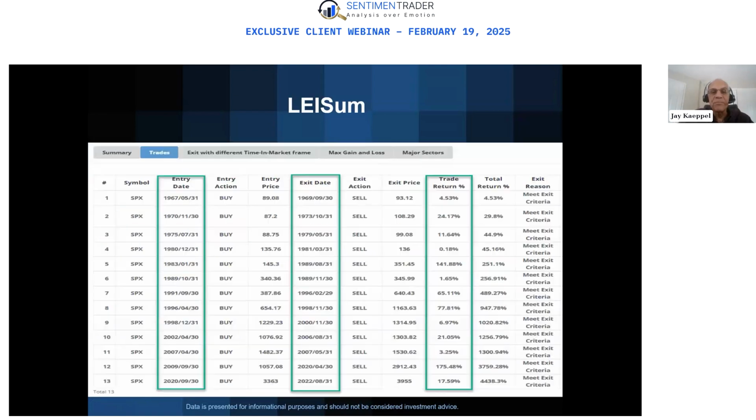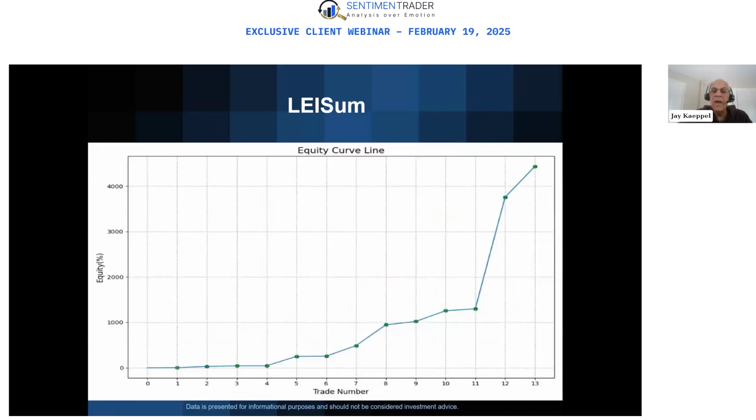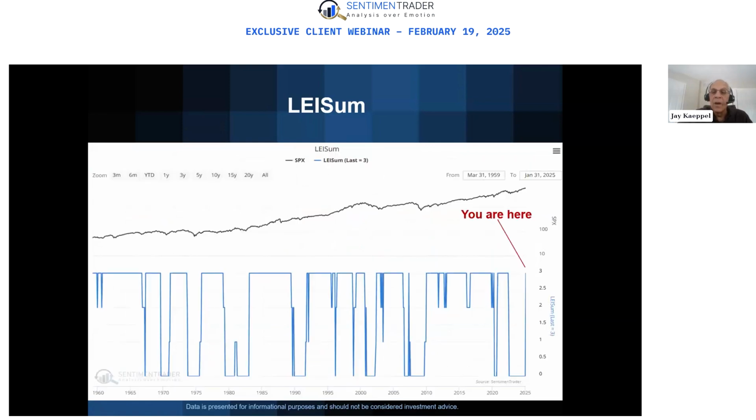And then once again, this screen, I put it in here and then I realized there's way too much information and it's pretty difficult to read, but you can basically see the trade returns and the dates, in 6 years from 1983 to 1989, 141% gain. Again, for longer term investors, sometimes this can be helpful in just keeping you in the market. And here you see the equity curve for this particular approach. And like I said, here's where we are right now.